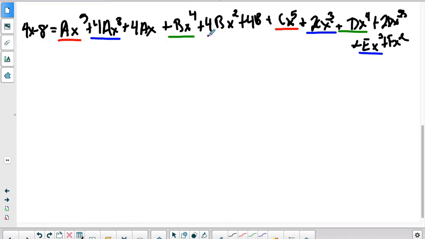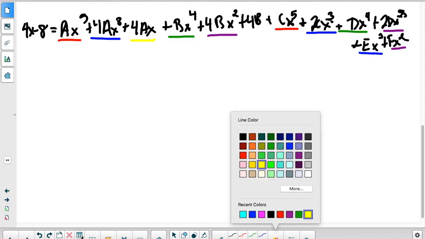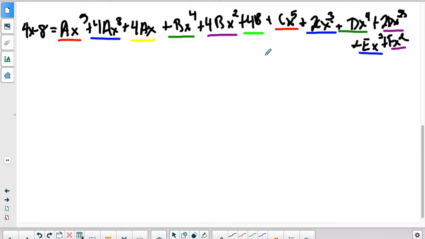Now we're looking for squares. So I have one, let's see here, two, three things that are squared. Now to the first power we have one. There's only one thing to the first power. And then with no variable at all, we only have one.